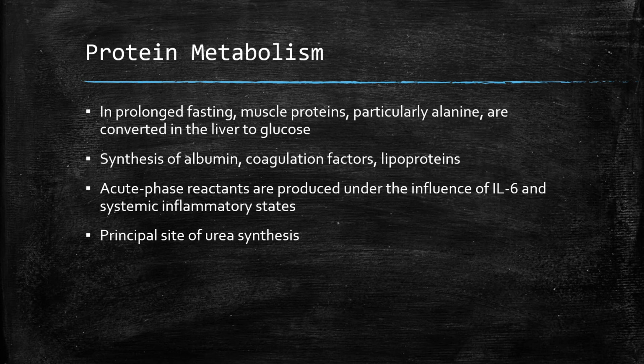The liver synthesizes innumerable important protein products. Some of the relevant ones are albumin, coagulation factors, acute phase reactants. In addition, the liver is the principal site of urea synthesis, and in cases of liver failure, urea can be converted to ammonia and result in encephalopathy.